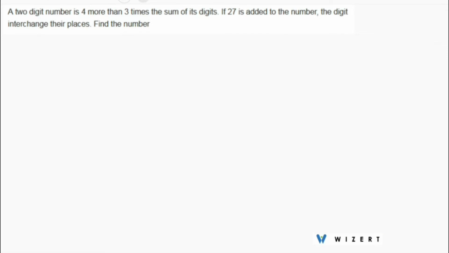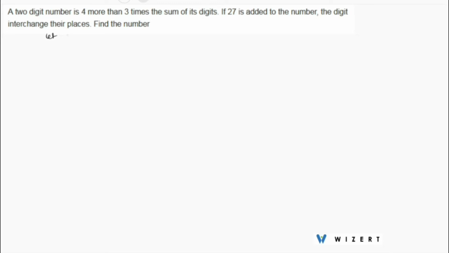We have this question here. A two-digit number is 4 more than 3 times the sum of its digits. If 27 is added to the number, the digits interchange their places. Find the number. Now let's look at it.